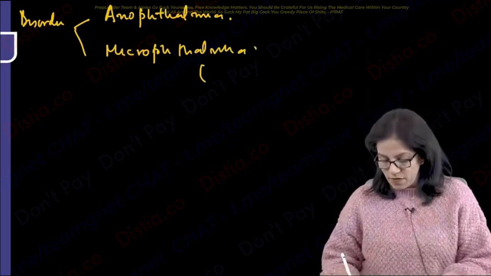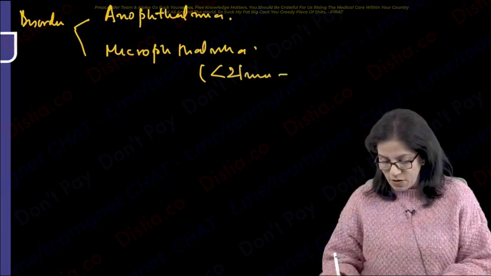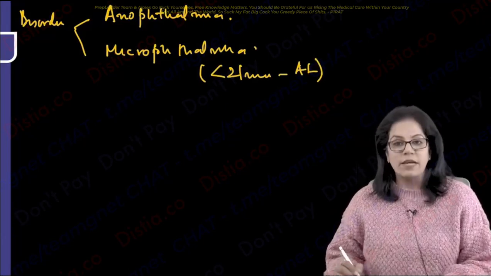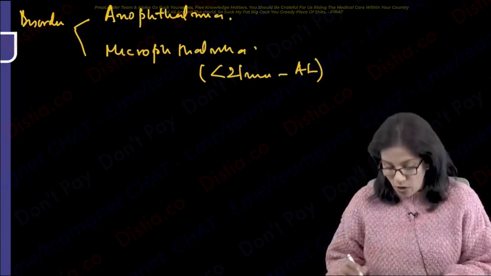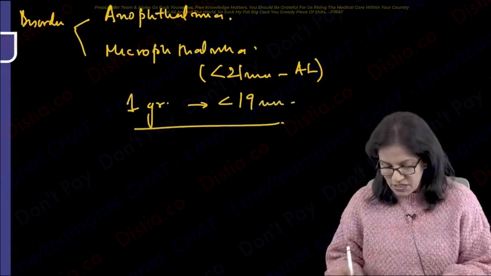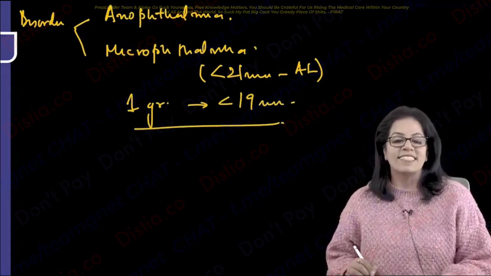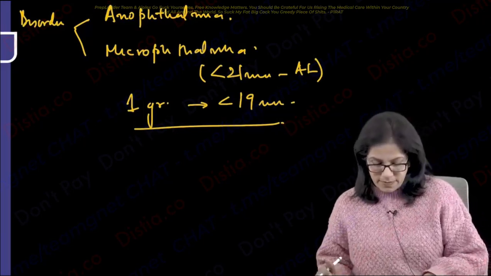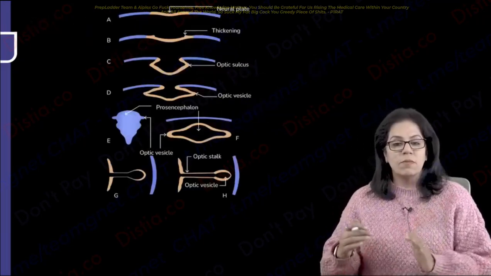It's a small eye of less than 21 millimeter of axial length. Okay? This is your microphthalmia. Or at 1 year of age, another criteria of less than 19 millimeters axial length. Okay, let's see this slide. Once we know this, it is from the prosencephalon.